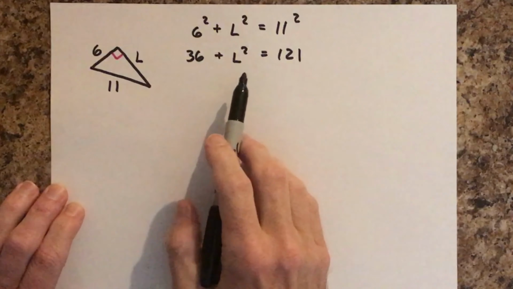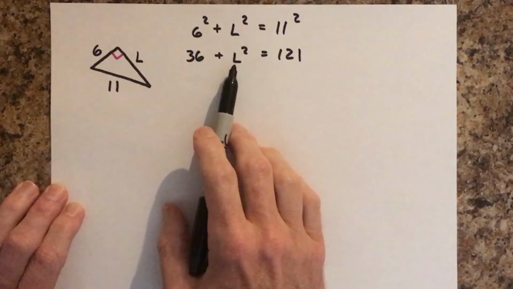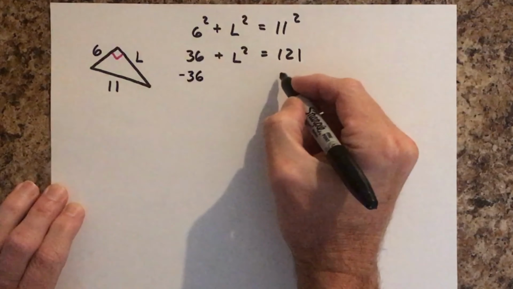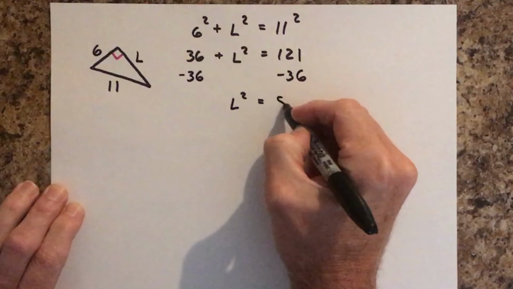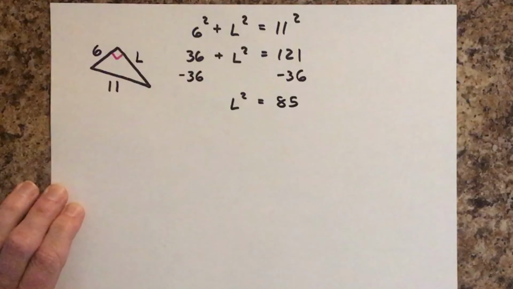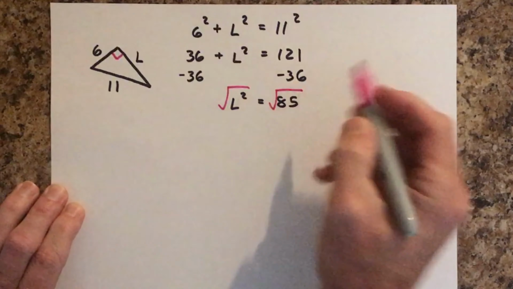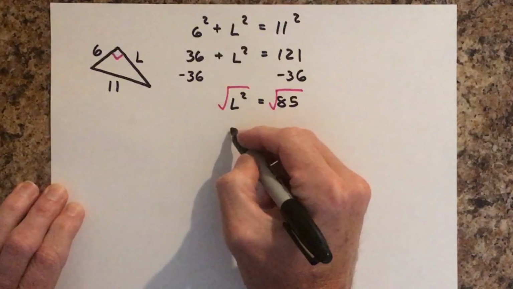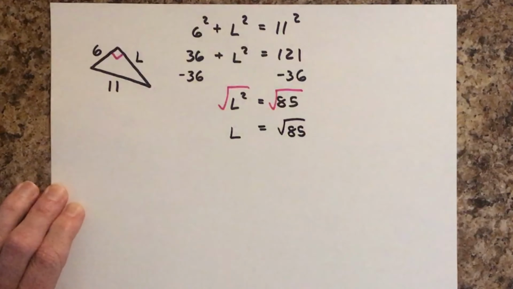This time, notice the thing we're trying to solve for is not alone on the left side of the equation, so we first have to subtract 36 from both sides. Subtracting 36 from both sides gives us 85. L squared equals 85. What undoes squaring? That's right, square rooting. So we square root both sides. Squaring and square rooting undo each other, so it's L equals the square root of 85.